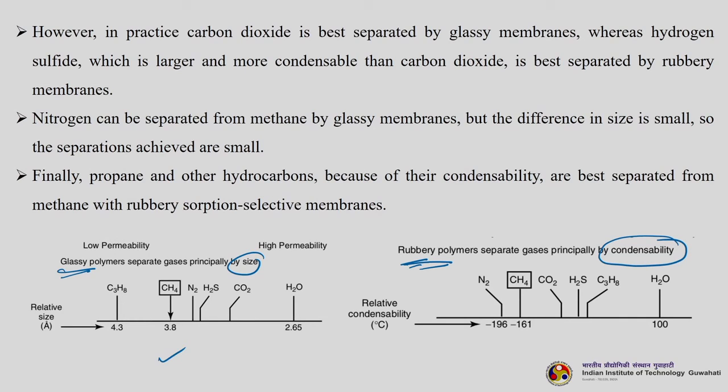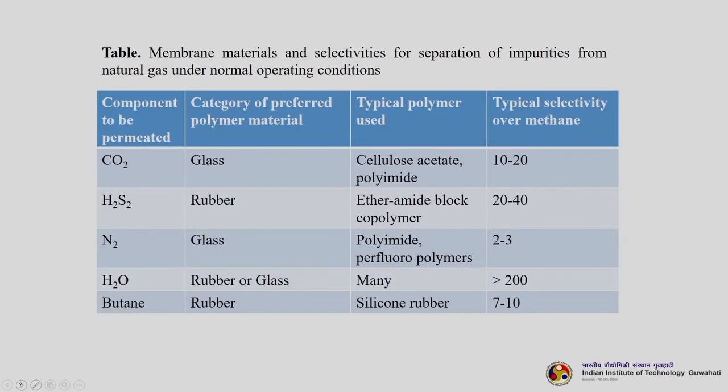So, nitrogen can also be separated from methane by glassy membranes, but the difference in size is very small. So, the separation which we will achieve is very small. So, finally, propane and other hydrocarbons, because of their condensability, are best separated from methane with rubbery sorption selective membranes. So, you can see methane, sulfide, carbon dioxide, everything, including methane here, will be removed using a rubbery polymer far better than using a glassy polymer. Okay. So, this table gives an idea about the membrane materials and selectivities for separation of impurities from natural gas under normal operating conditions.